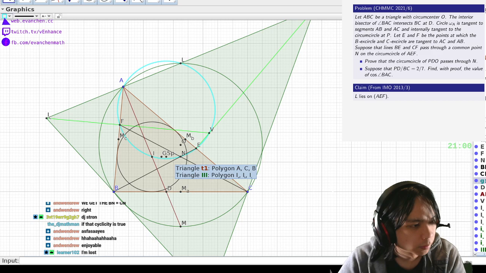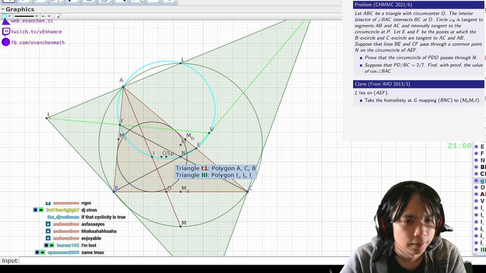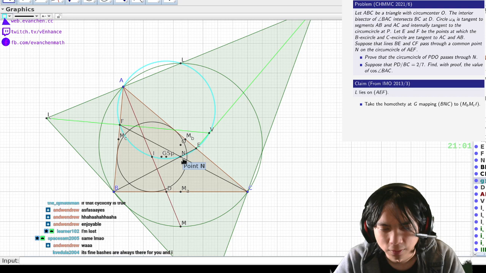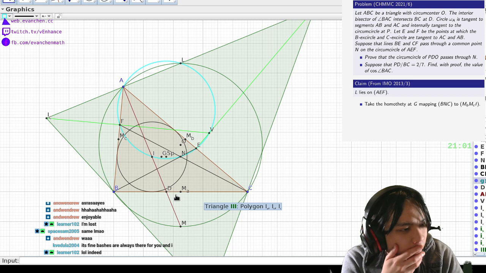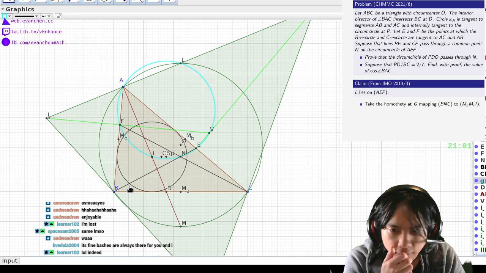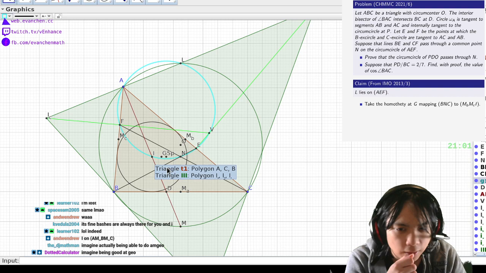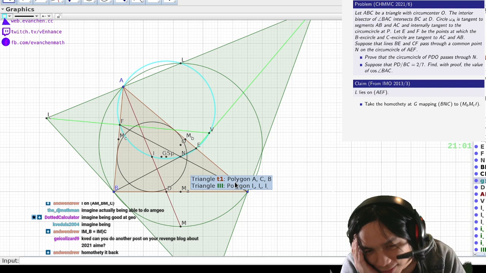I'm lost too. Well, we'll figure it out. So, Wen says I'm supposed to take a homothety at G mapping N, B, C. No, wait. Is this under G? Yeah, it's under G. And it will take M_B, M_C, I, and so I lies on the... What the heck? Does that work?